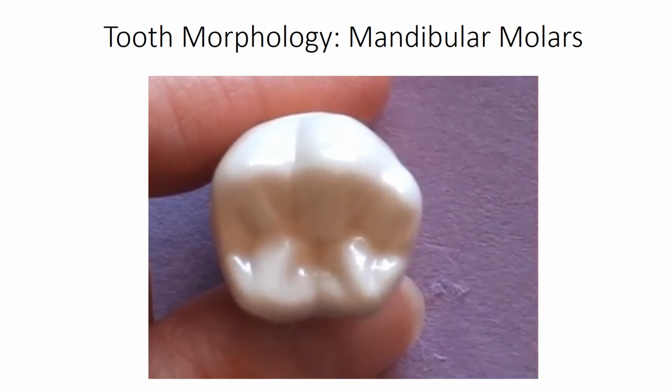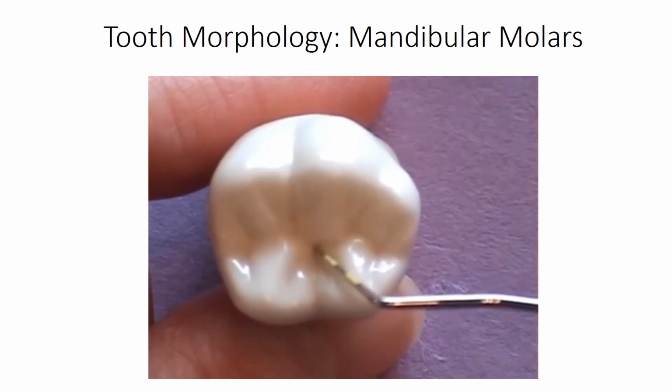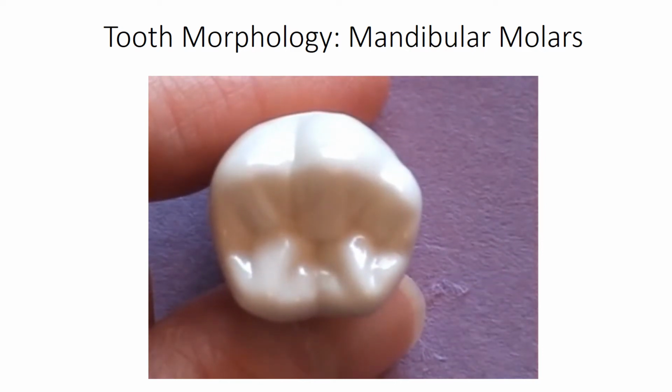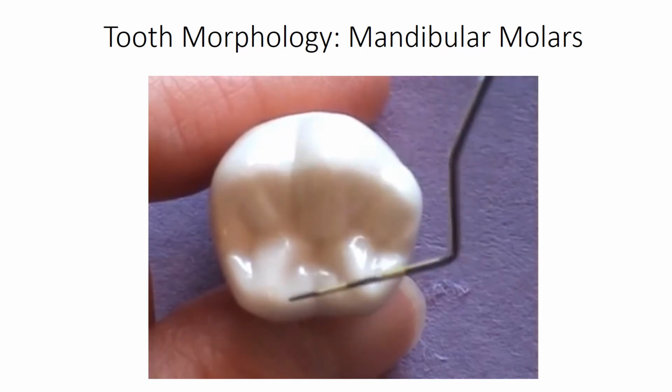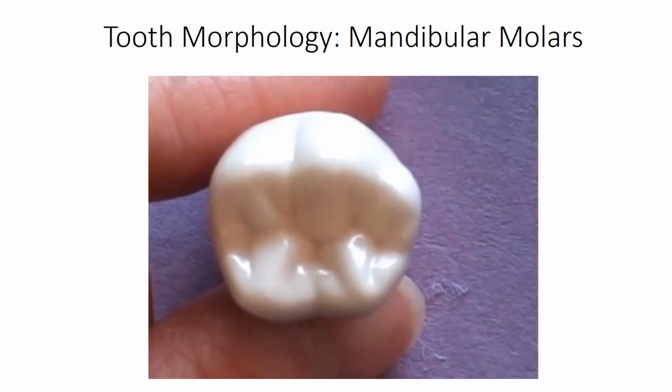triangular ridges on all 5 cusps, a central pit, note the convergence towards the distal. That is, the tooth is wider on the mesial than on the distal.